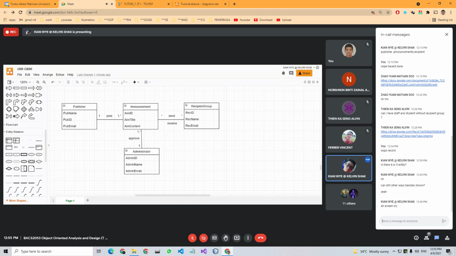The publisher said first one publisher to announce many announcement, and second one announcement to administrator. But I don't read anything about administrator and recipient group. Wait, let me read. The college staff publisher can post. Each announcement should be approved by admin. But admin can approve one or many. Recipient group no connect admin and recipient group. Wait, a publisher can post, publisher, not admin. Each announcement should be approved by admin.